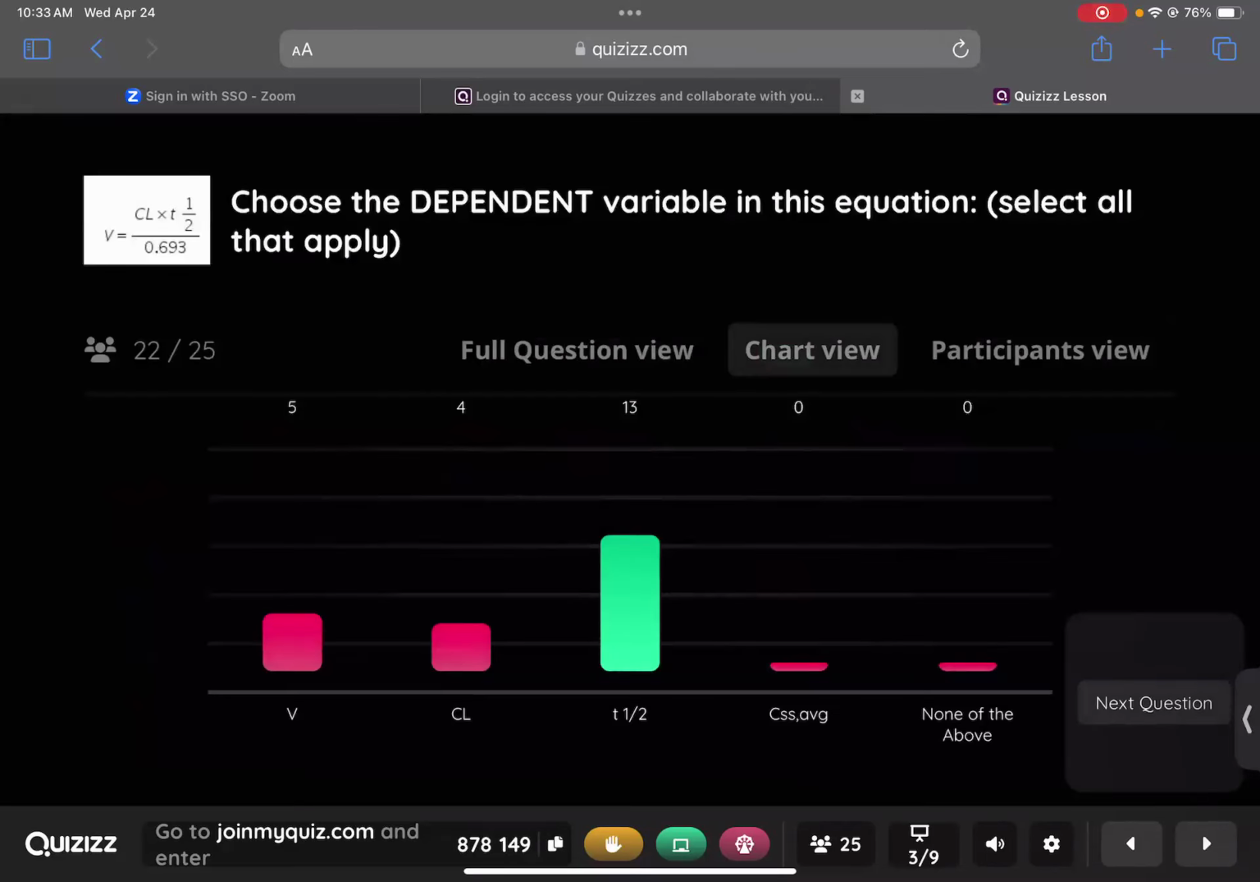Well, cilantro took the lead there. All right, so good. Most of you got it.